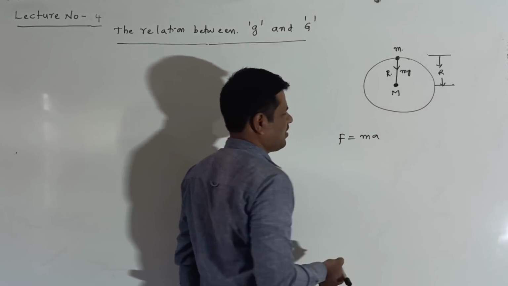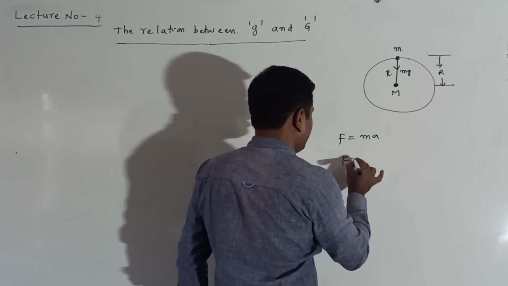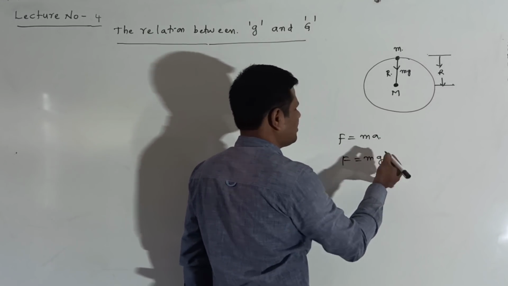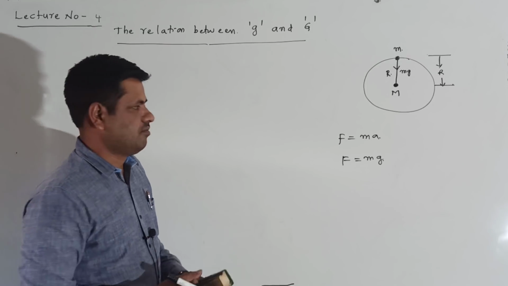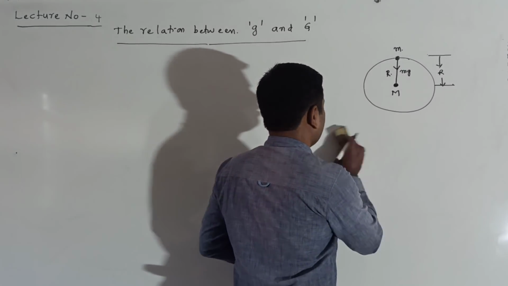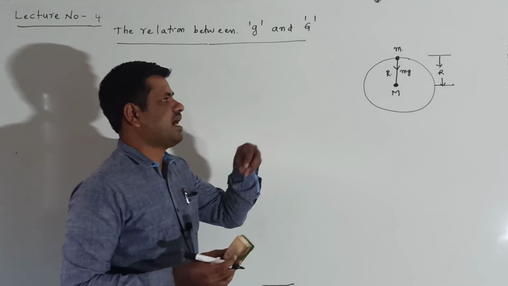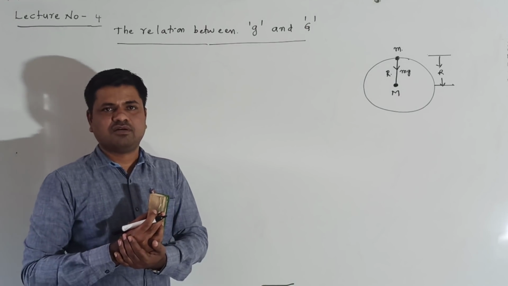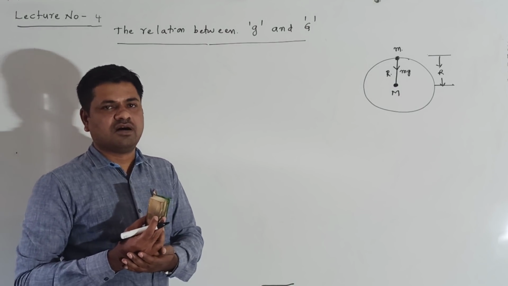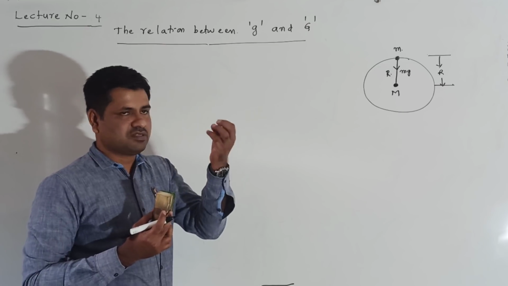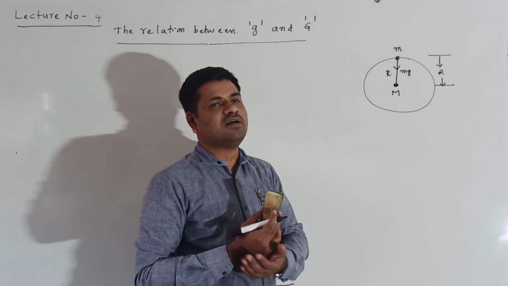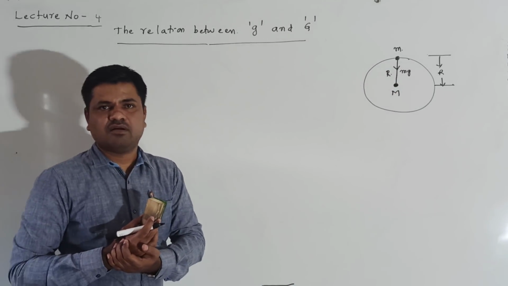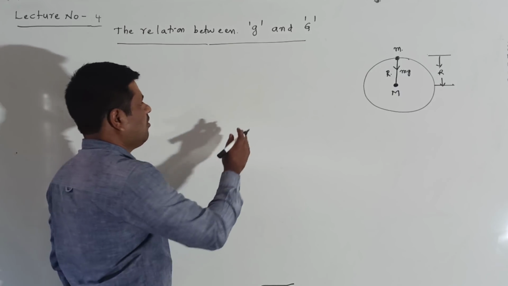This is the general formula F equal to ma. In place of a, we substitute the acceleration due to gravity produced in the body. That is F equal to mg. So the gravitational force is always acting towards the center of the earth. Due to the gravitational force of the earth, this mg is acting towards the center of the earth. Okay, right.